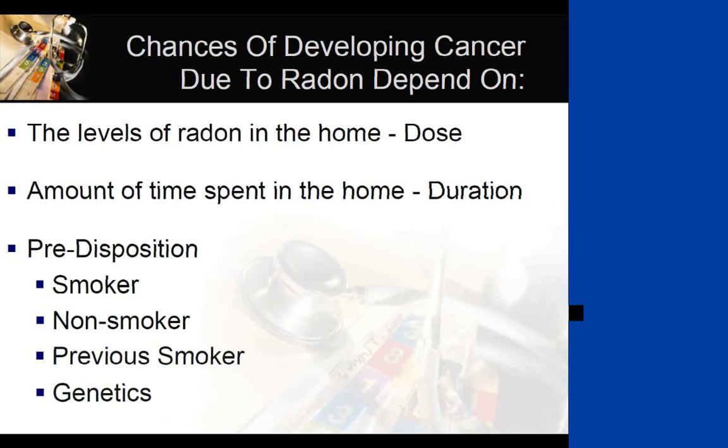And here we're talking about dose and duration. Well, the dose is the level in the home. The duration is how much time you spend in the home. If there's an elder or a young child, they're in the home quite a bit. Or if you're a working person, you're out of the house for 10 hours a day. You're not there all the time, but still, you have to account for your dosing duration.